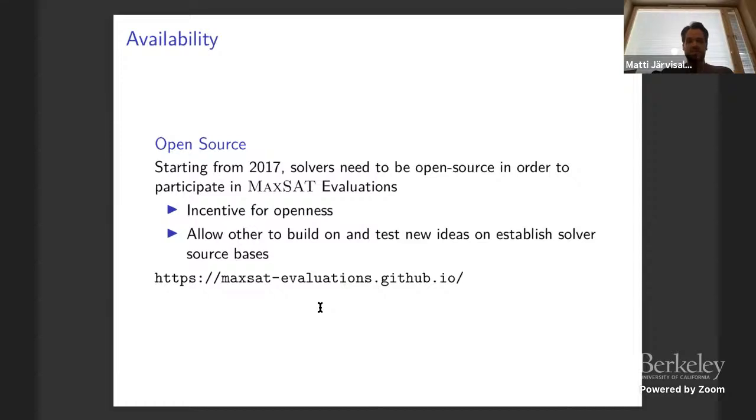When it comes to MaxSAT Evaluation, I want to mention that nowadays we have an open source requirement, starting from a few years back. Before that the solvers were mostly available in binary, but nowadays we're trying to really make people produce open source MaxSAT solvers, because this is part of the reason why SAT is such a success, so that anyone can build on previous solvers, and hopefully this will be picked up more and more.